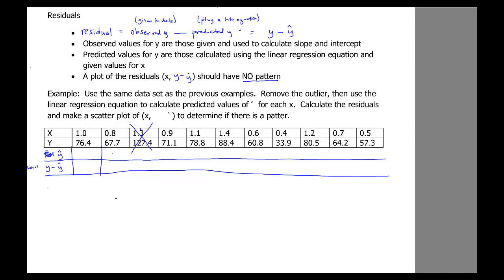So what we're going to do is, for each value of x that's given, we're going to plug that into the equation and solve for y, which is actually now going to be y hat, or predicted y. So the first point in our data, x equals 1. So we're going to say y hat equals 29.57. Remember, this is the equation without the outlier.